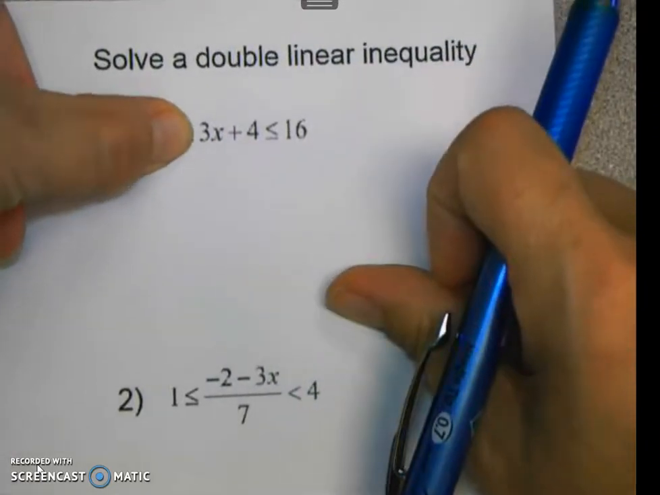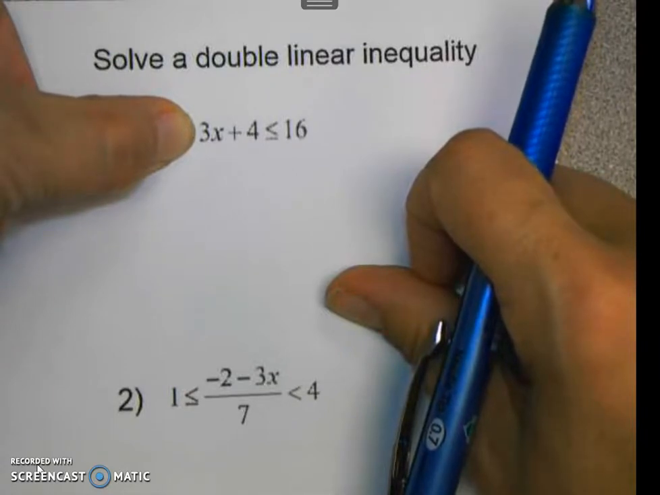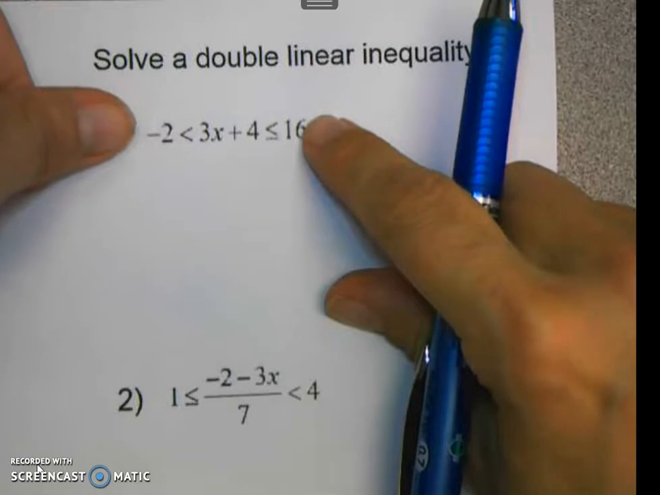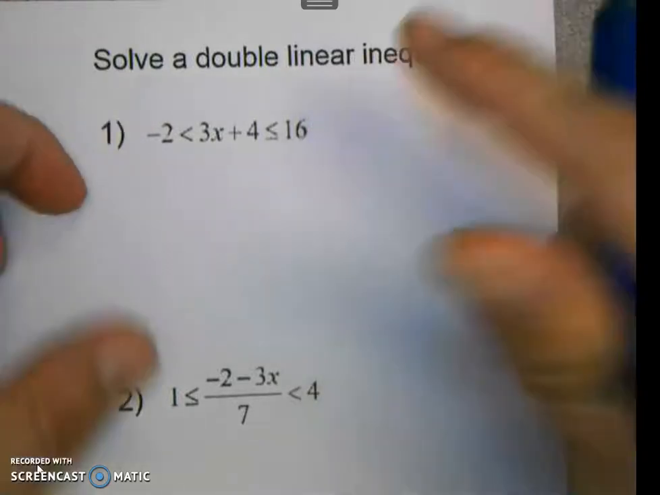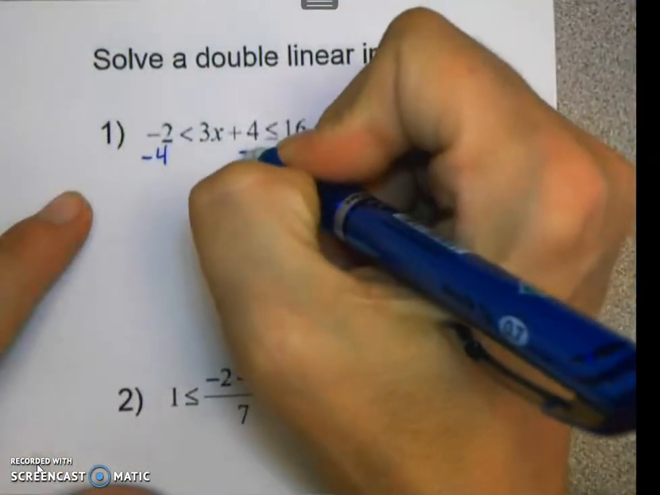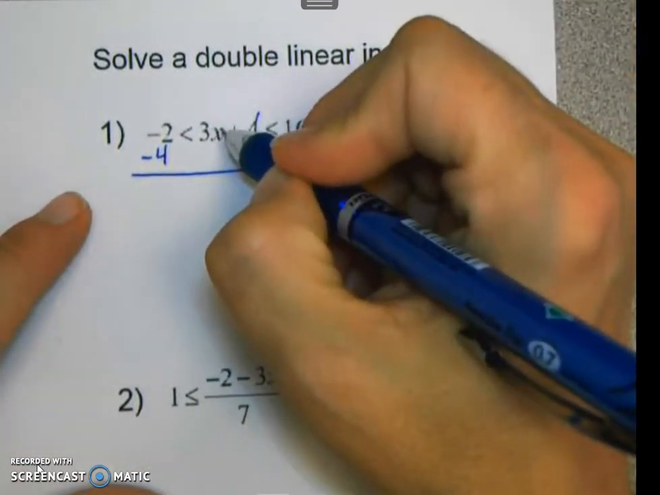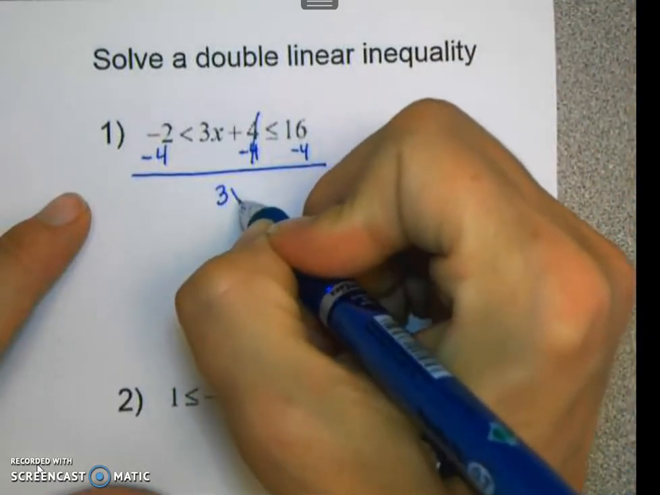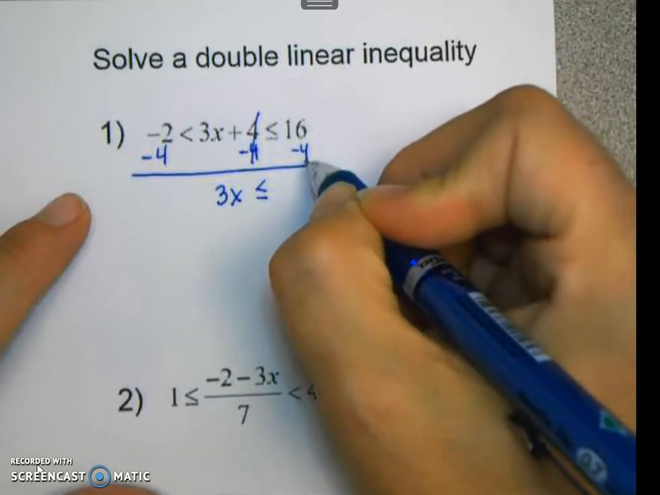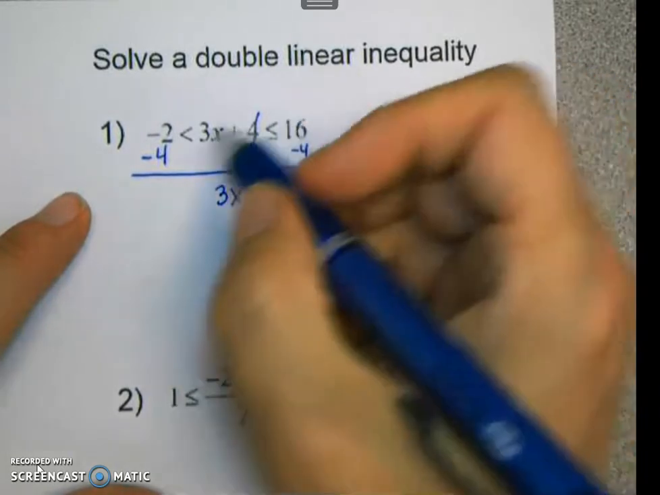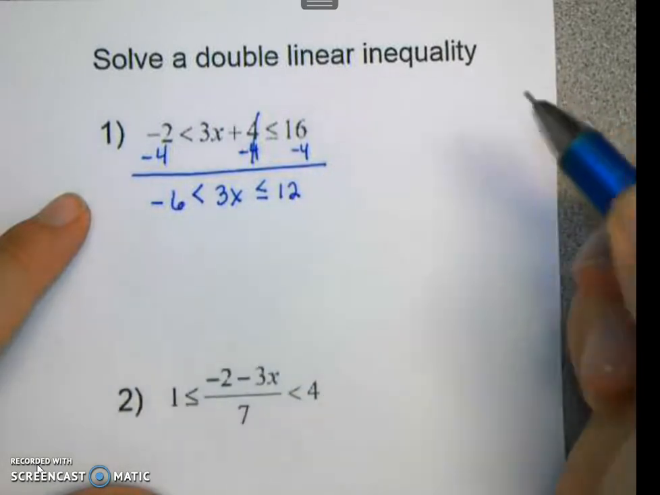If you just look at it like that, your first thought is subtract 4, and you would be correct. But because it's between, you have to subtract 4 from this end and from this end. So from both the beginning and the end, you need to subtract 4. Minus 4, minus 4, minus 4. That leaves just 3x in the middle. This inequality is still there, but 16 minus 4 is 12. This inequality does not change, and this makes negative 6.